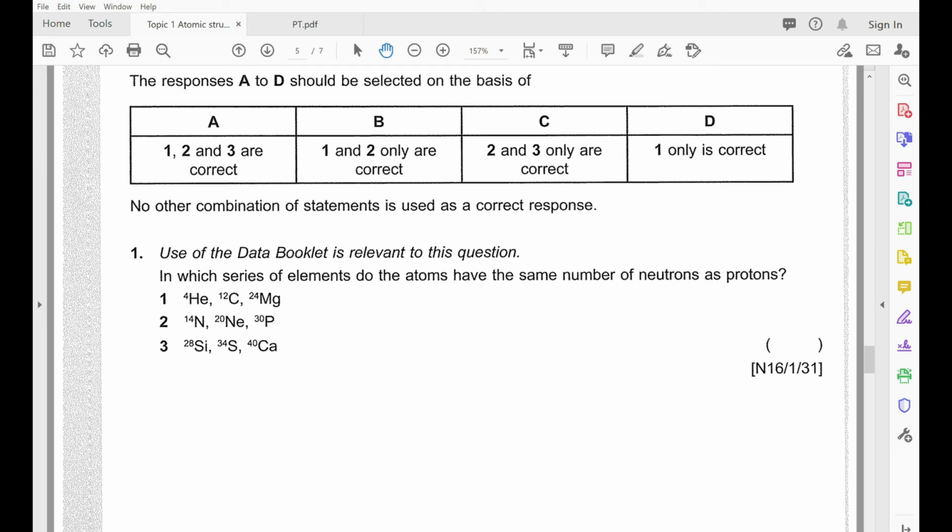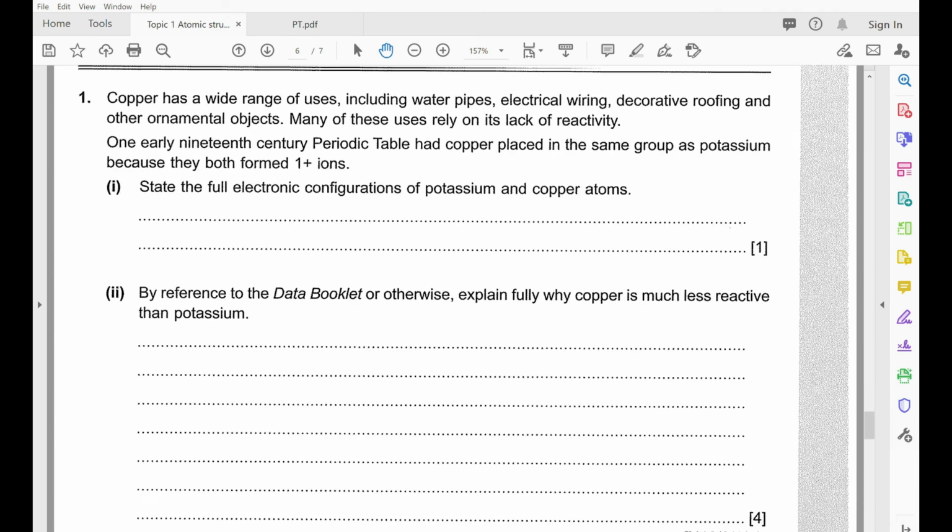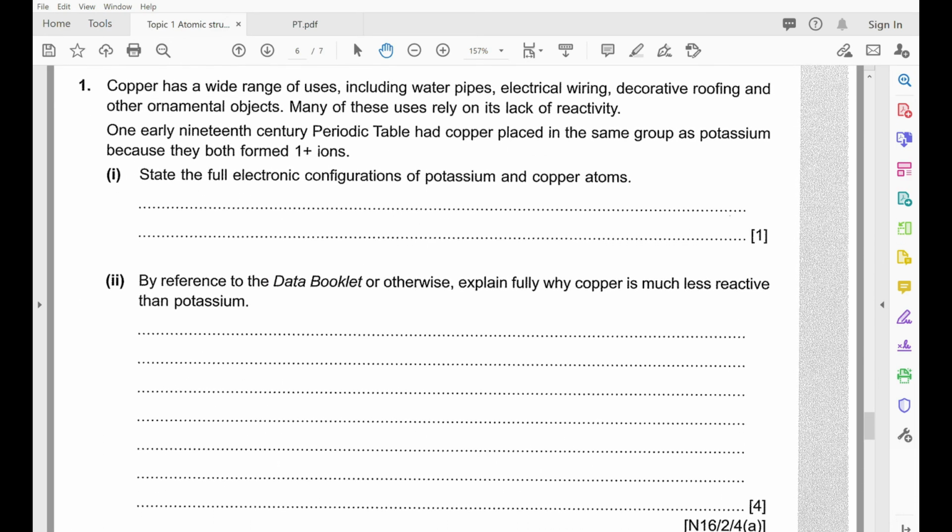In which series of elements do the atoms have the same number of neutrons as protons? So helium, carbon, magnesium, they all have the same number of neutrons and protons, as do the elements in number 2, but not sulfur here. So the answer is 1 and 2. It's B. The structured questions now.